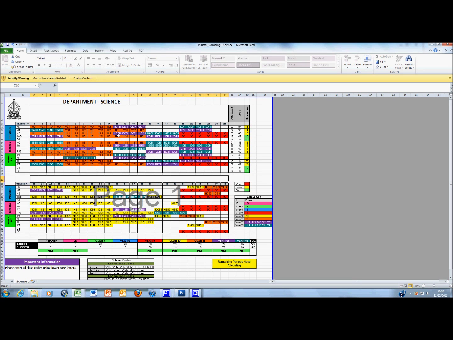Similarly, 12C physics, KS and MA, is also a good pairing. KS is linked with the 11L half, whereas MA is linked with the 11S half. So the flexibility for the timetabler is programmed into the design of the combing chart.